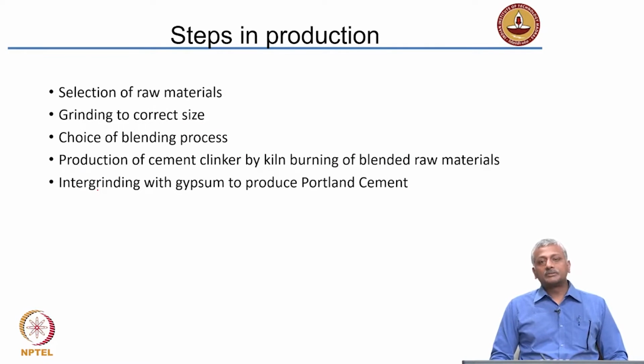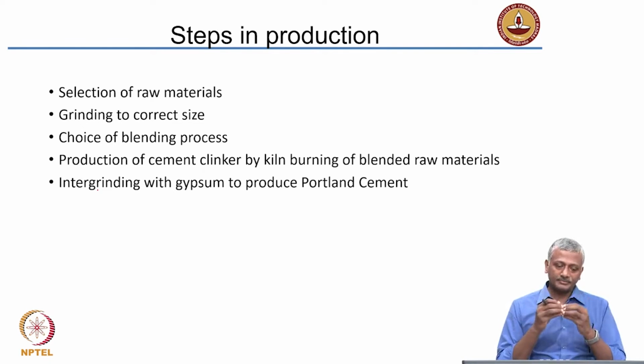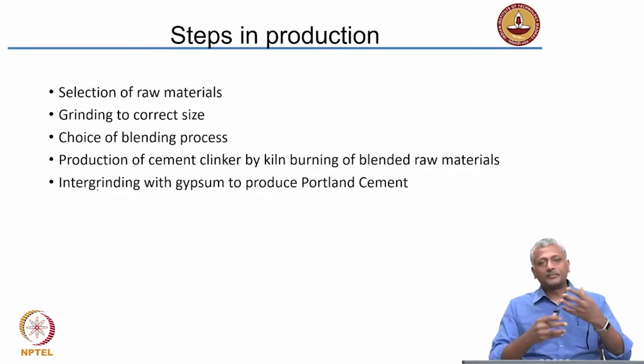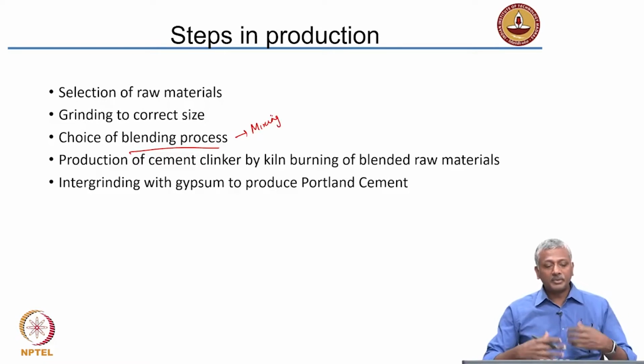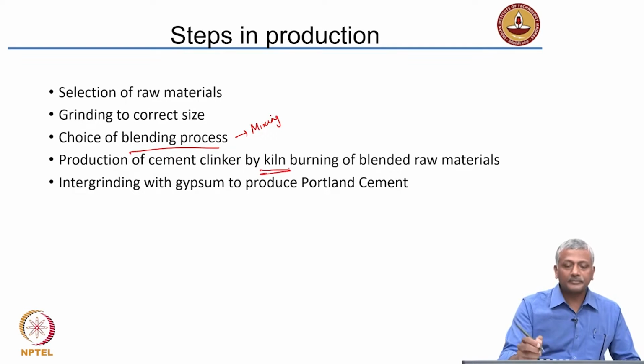So, what are the production processes that are involved? First, of course, you need to select the correct raw materials. You need to break them down into a very fine powder. After breaking them down into a powder, you mix or blend them, essentially mixing, right. You mix the raw materials together and then you burn them in a kiln.